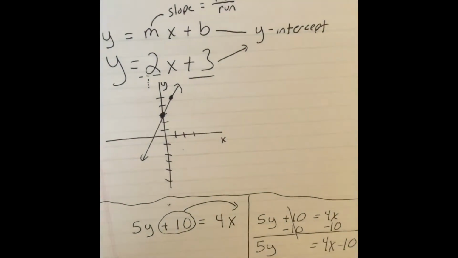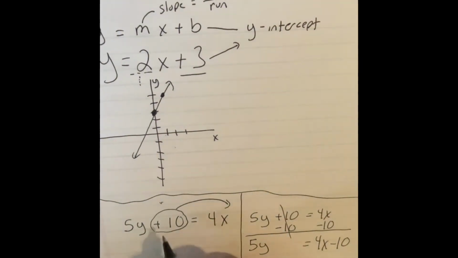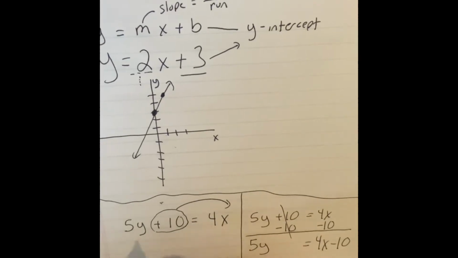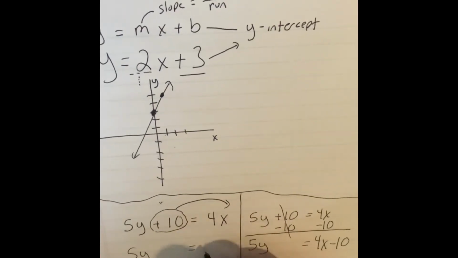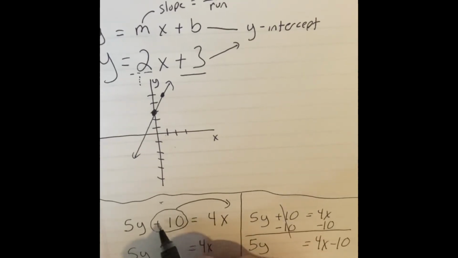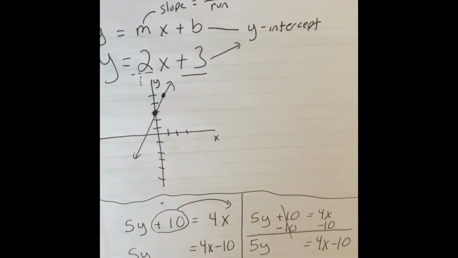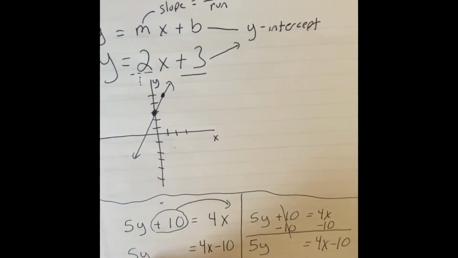With the arrow method, we just say, when I send a plus 10 over, anytime we jump over an equal sign, the sign changes. So this plus 10, when I jump over, becomes a minus 10. So the 5y stays home over here, 4x stays home here, and this plus 10 becomes a minus 10. If you notice, either way, you get the exact same answer. Still not done. We have to have y by itself.